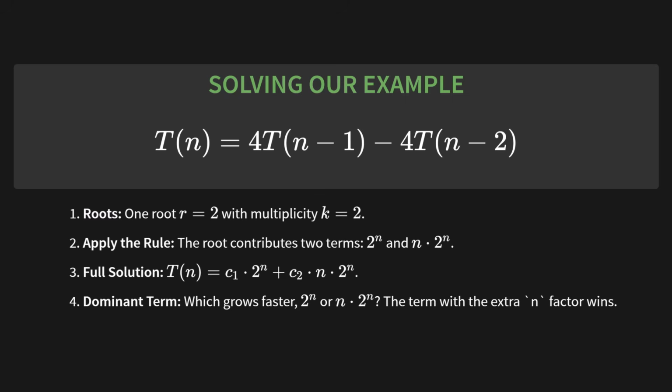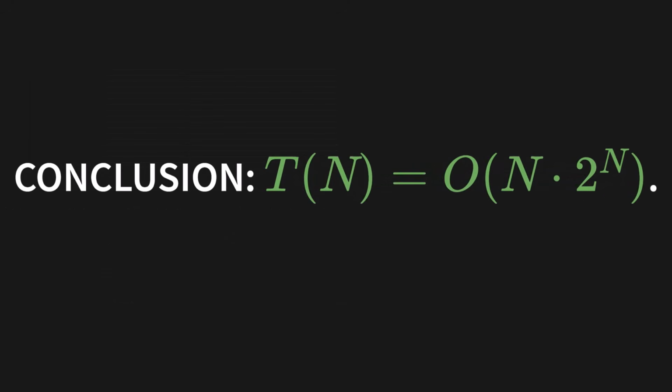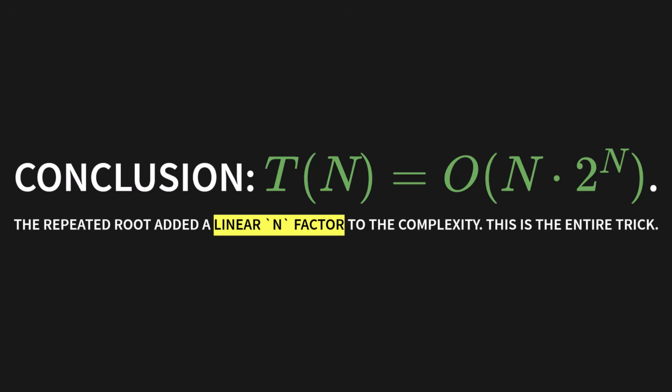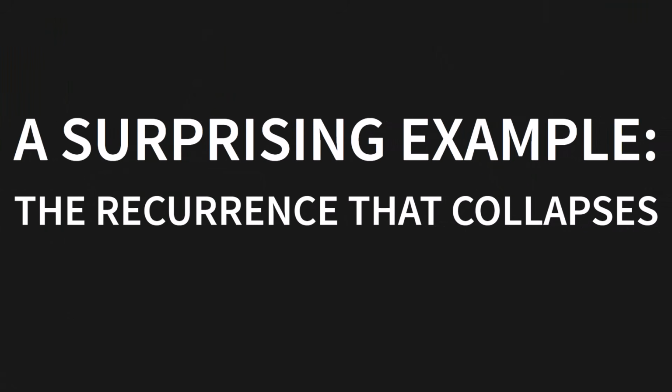Which is the dominant term? Which grows faster? 2 to the n or n times 2 to the n? The term with the extra n factor wins, of course. Our conclusion? T of n is O of n times 2 to the n. The repeated root added a linear n factor to the complexity. This is the entire trick. Now for a surprising example. The recurrence that collapses.